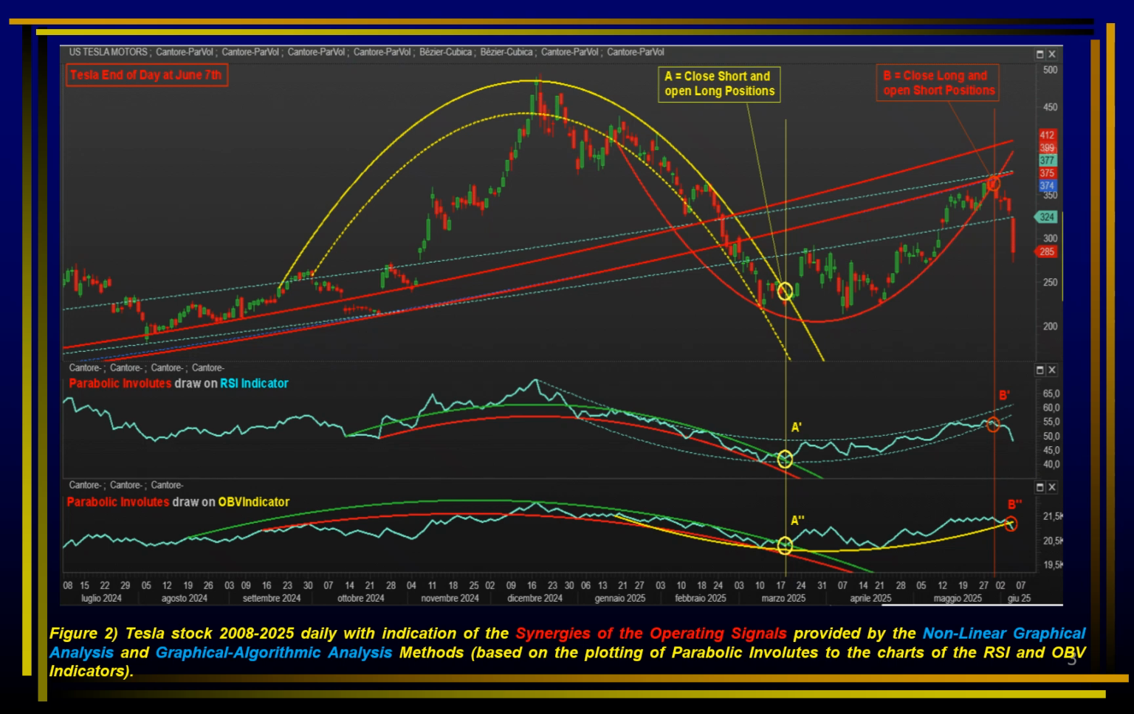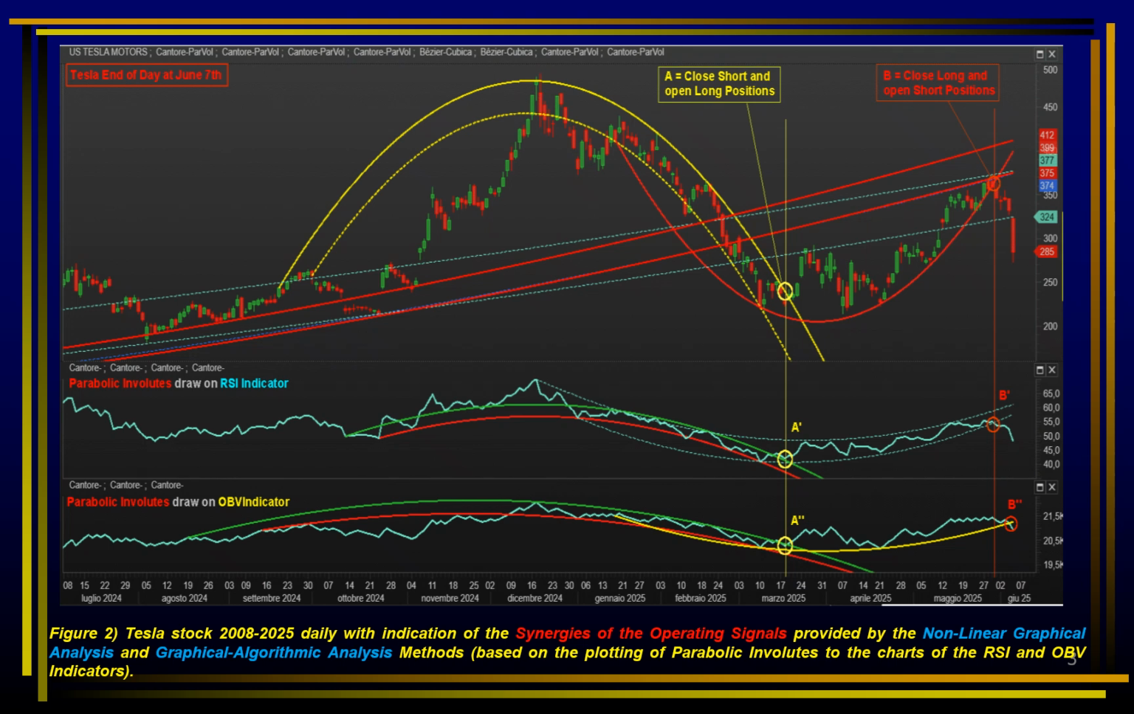It follows that the application of nonlinear graphic analysis methods, especially with the use of parabolic involutes, basically allows you to grasp signals that are very similar to the common ones of basic technical analysis made of supports, resistances, pullbacks, etc. In this context, the principle of the long memory of parabolic involutes is particularly important, which we will learn more about in the following figures.